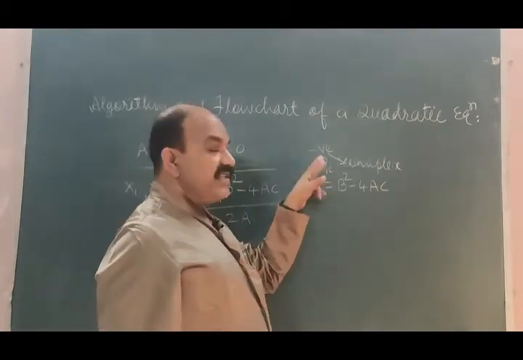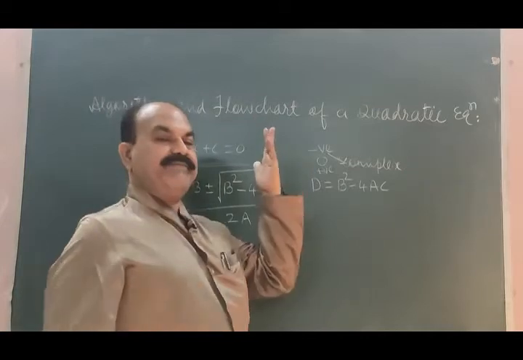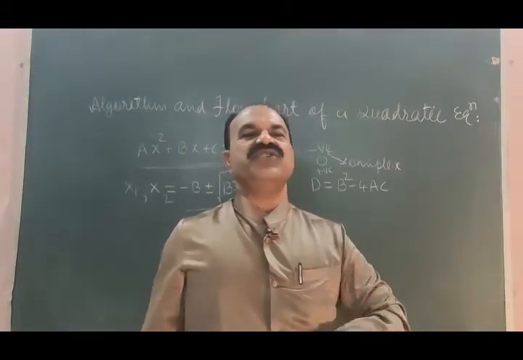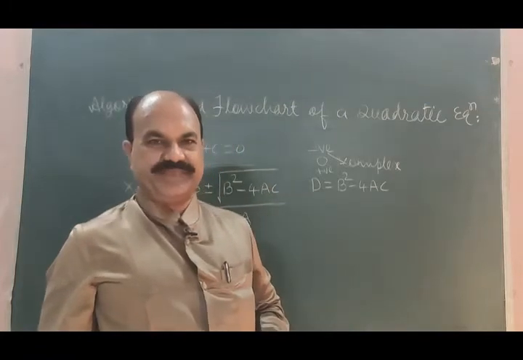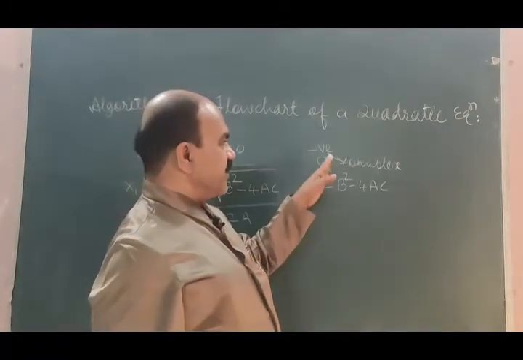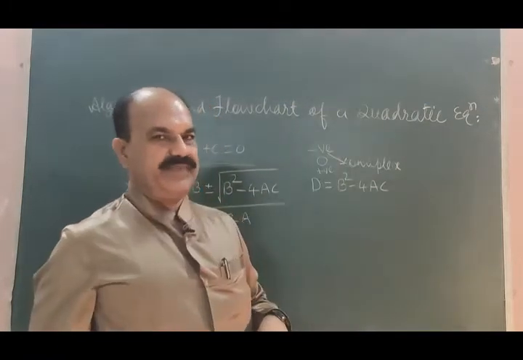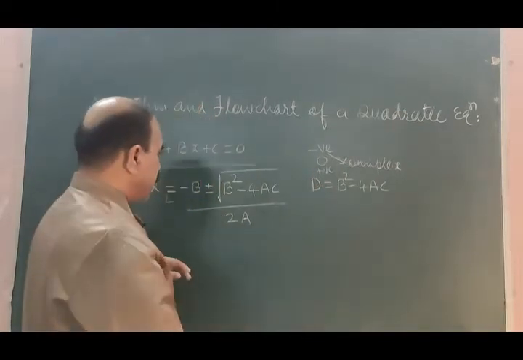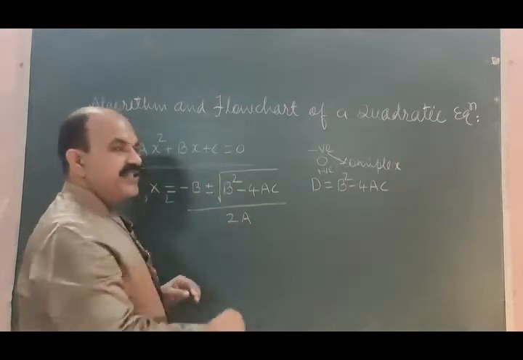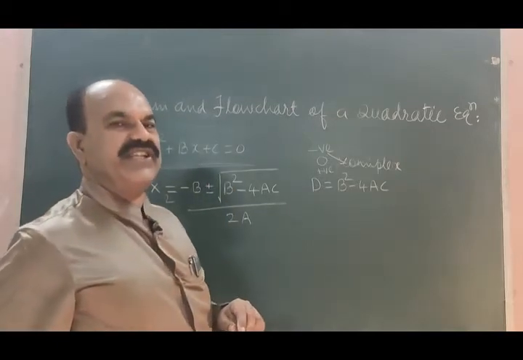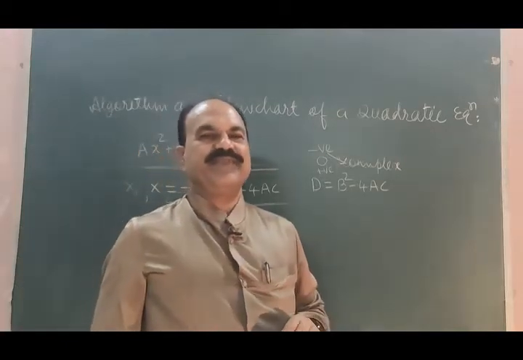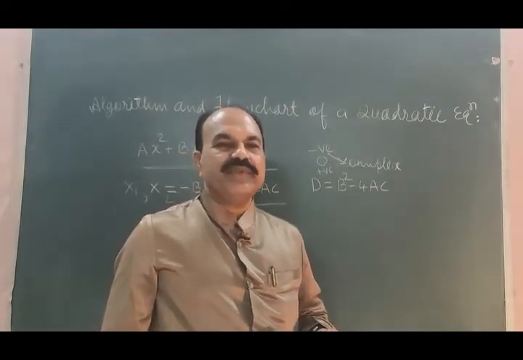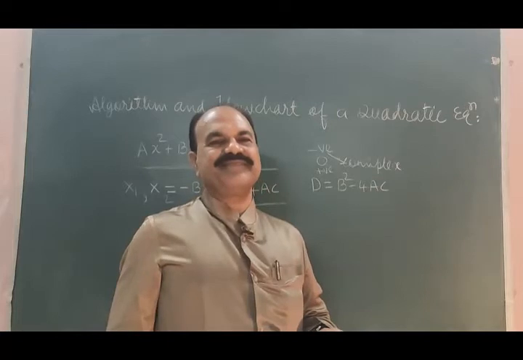And depending on these values, the whole solution will change. So let us go step by step. If d is negative, what will happen? Inside the square root you have a minus sign. Having a minus sign inside the square root, you cannot find the square root.